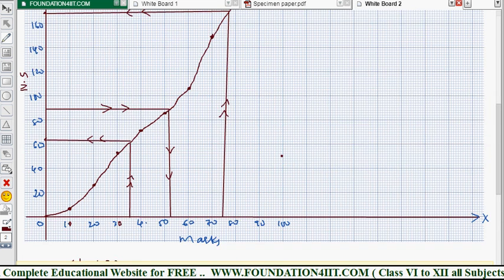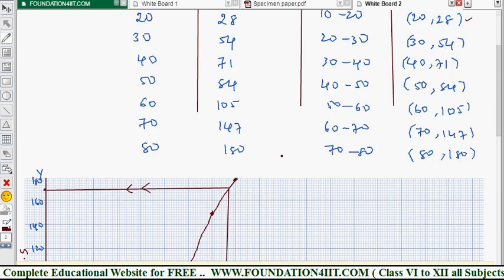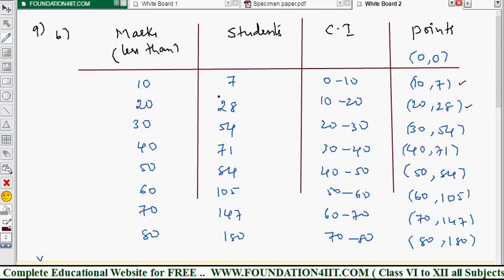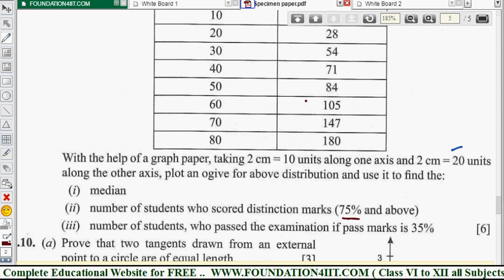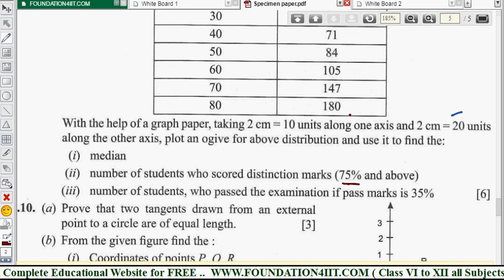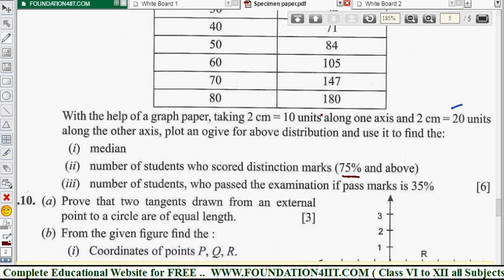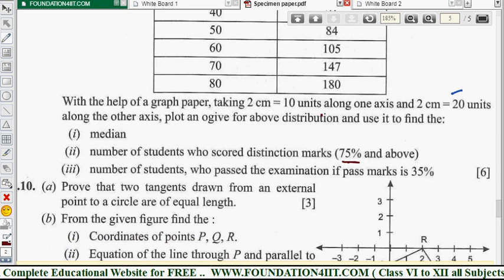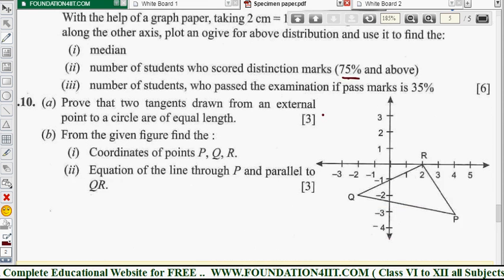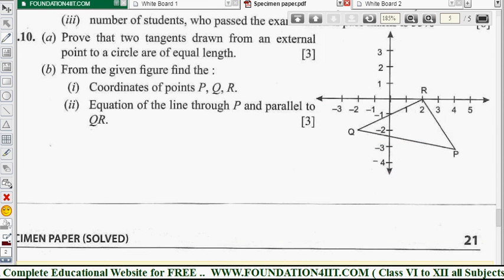Only the graph you should do very carefully. Then after plotting the points, according to the question, you need to take these steps. Right, so this is question number 9, because in most papers you get questions like these only for 6 marks, a graph with median and distinction, this type of question. Next we will see question number 10.